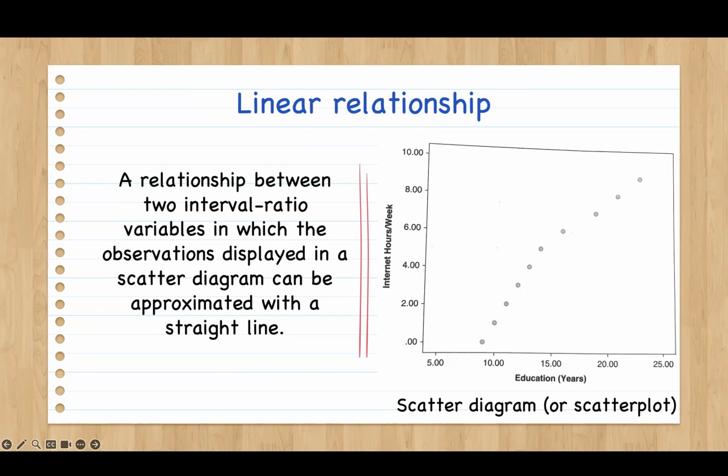You may notice that individuals with lower educational attainment spend fewer hours on the internet per week, while individuals with higher educational attainment spend more time on the internet per week. Education and internet hours are positively associated. A linear relationship is one way to express the relationship between the two continuous variables. It allows us to approximate the observations displayed in a scatter plot with a straight line.